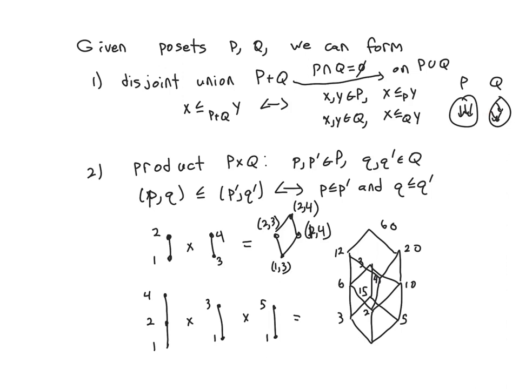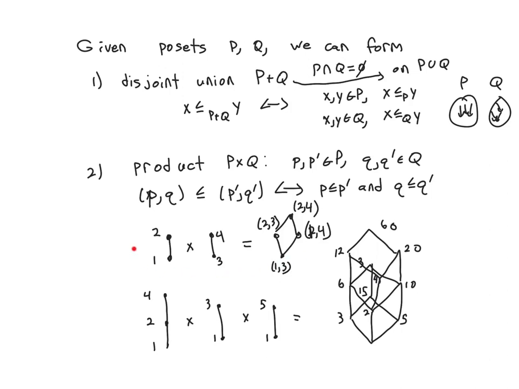The more interesting construction is a product. So the product is a partial order on the ordered pairs of the sets P and Q. And so given elements p and p prime in the first set, so first coordinates, and given two second coordinates, q and q prime, we say (p, q) is less than or equal to (p prime, q prime) if and only if the inequality is satisfied for the first coordinates and the second coordinates.